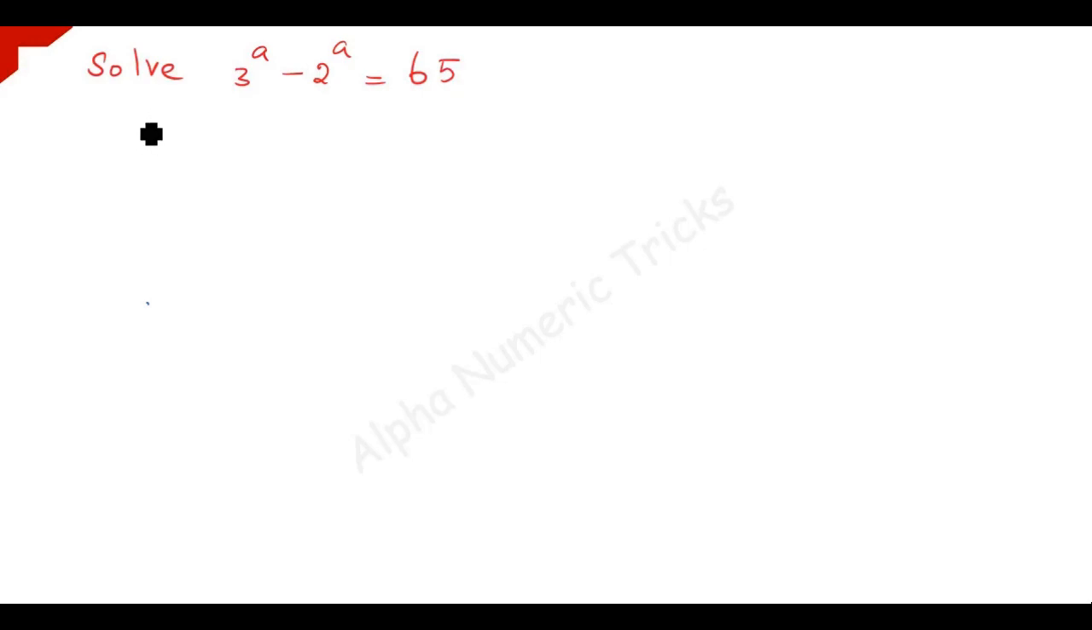Hi guys, now we are going to solve this nice Olympiad problem. 3 to the power a minus 2 to the power a is equal to 65. We have to find the value of a. So now we start the problem.